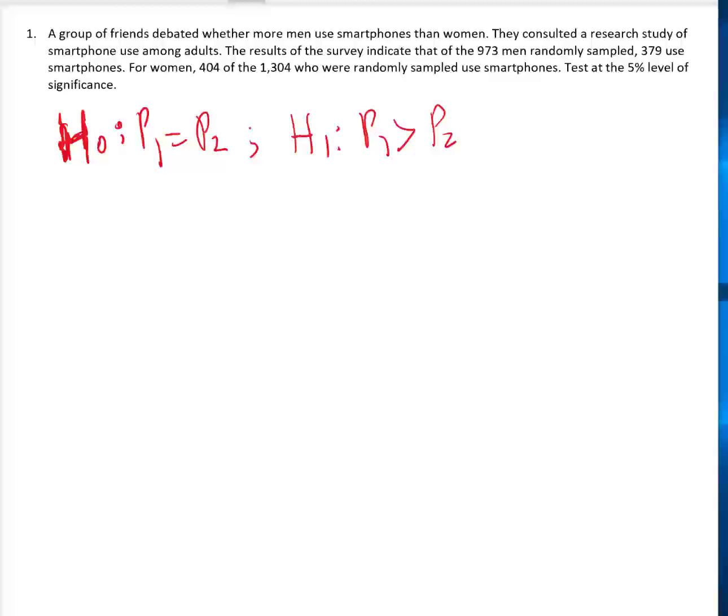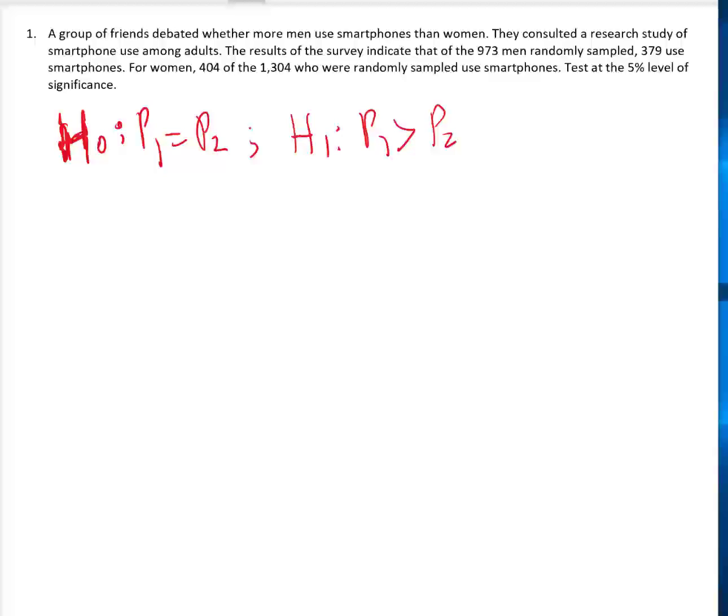In this video, we'll learn how to test the difference between two proportions or two means using StatCrunch. Let's begin with the first exercise. A group of friends debated whether more men use smartphones than women. So we have two groups, men and women. I'm going to call the men's group 1 and the women's group 2.